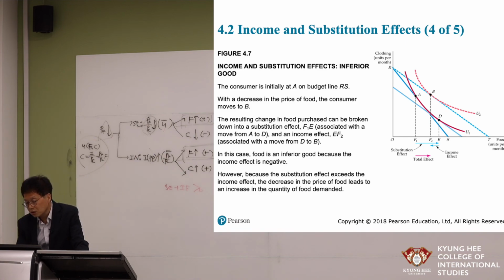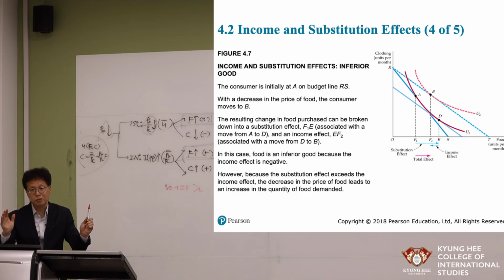Then you can draw this kind of imaginary budget constraint, right? This budget constraint touches the original utility curve at point D. Movement A to D is the substitution effect. Only what happened? The utility level is constant, but the relative price PF over PC changes from here to here, holding utility level constant. So movement A to E is the substitution effect.